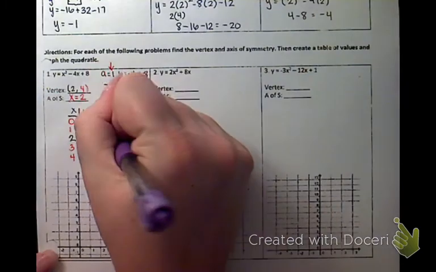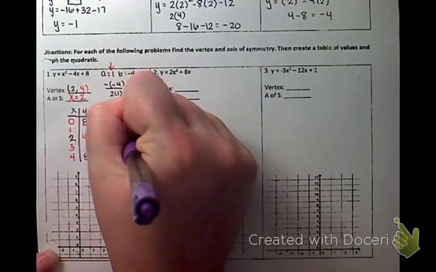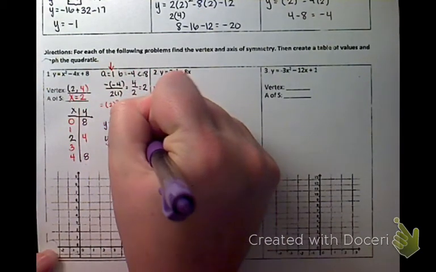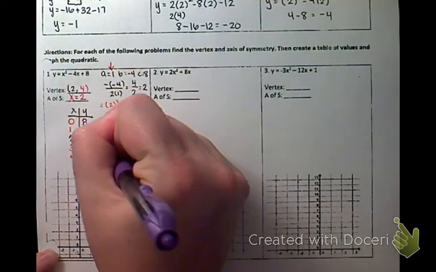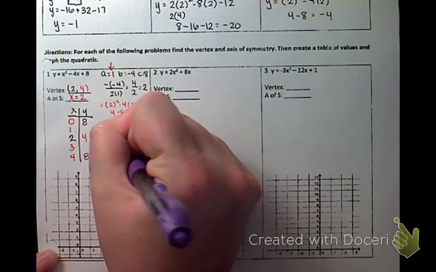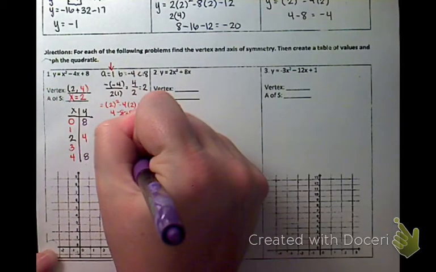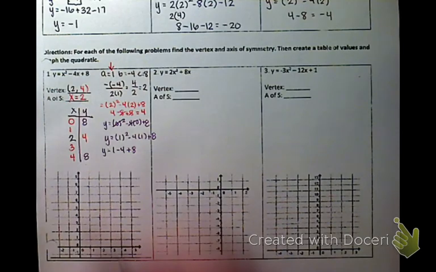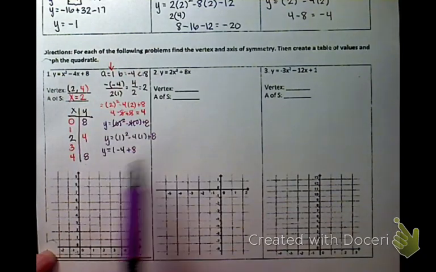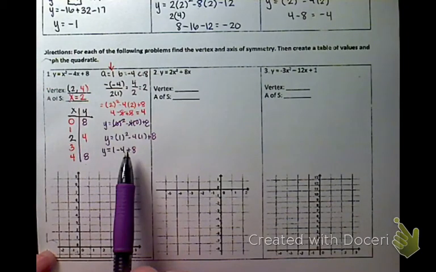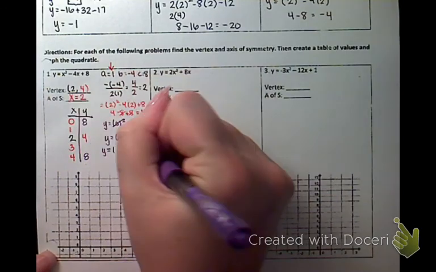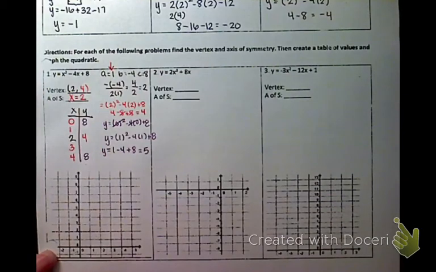Let's do 1. So if I plug in 1, I get 1 squared minus 4 times 1 plus 8. 1 squared is 1. Negative 4 times 1 is negative 4 plus 8. Oops, that should be like this. So 1 minus 4 gives me negative 3. Negative 3 plus 8 is a positive 5. So I can fill in those other 2 points as well.